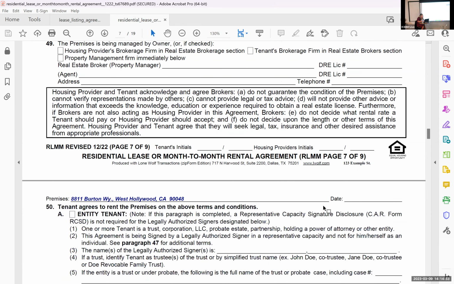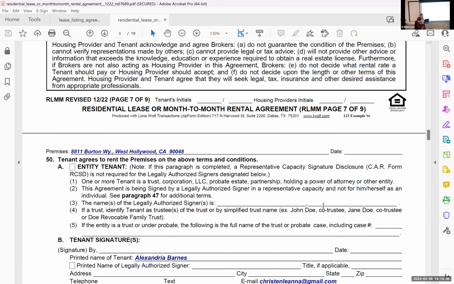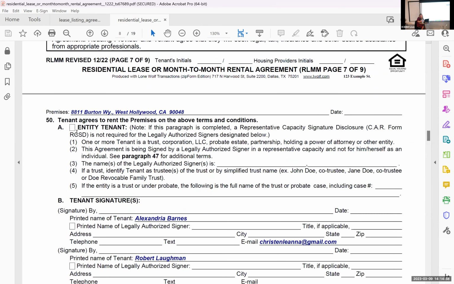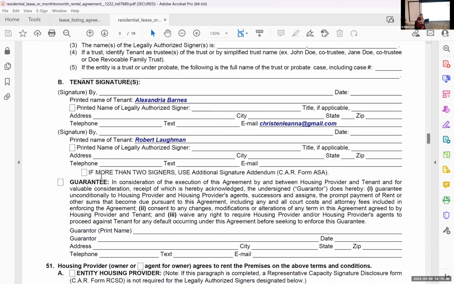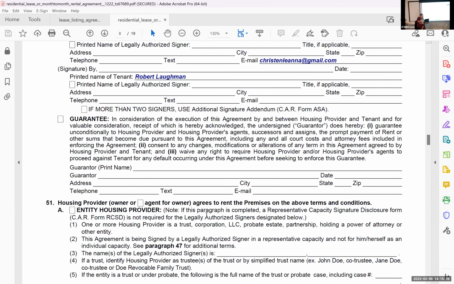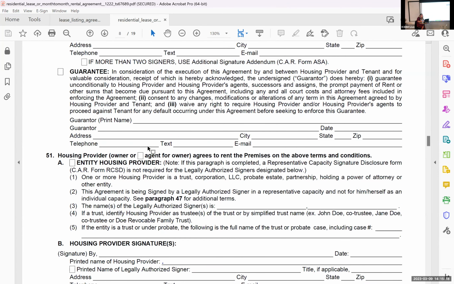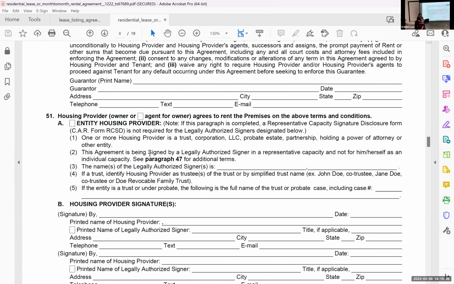Housing provider, entity tenant. Entity tenants are tricky. Talk to Michael and make sure the landlord's safe and comfortable with that. That's pretty advanced, so I'm not going to go into it. Tenant signatures: if there's a guarantor, they also sign the contract. Same thing if the housing provider, the owner, is an LLC, a trust, anything but a natural person's name. You would fill that out here, just like I showed you on the lease listing agreement, to show what kind of authority they have to act on behalf of that entity.